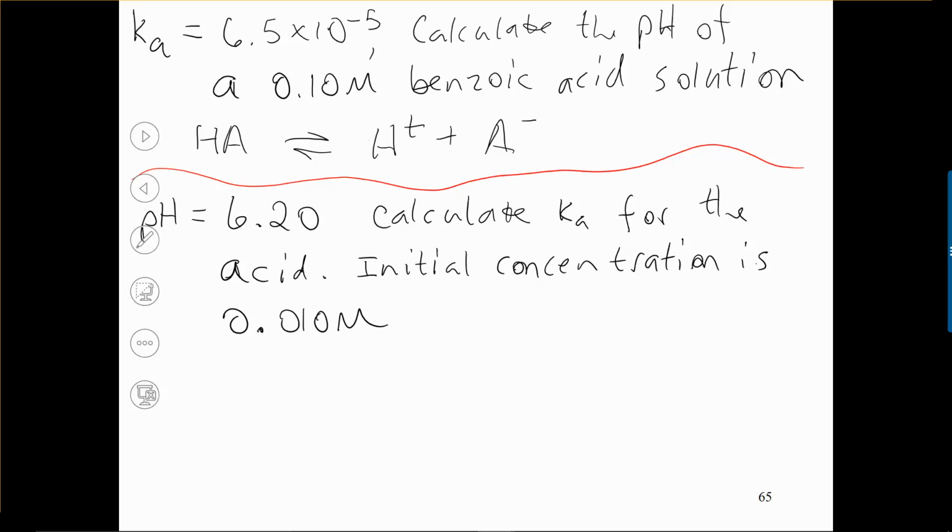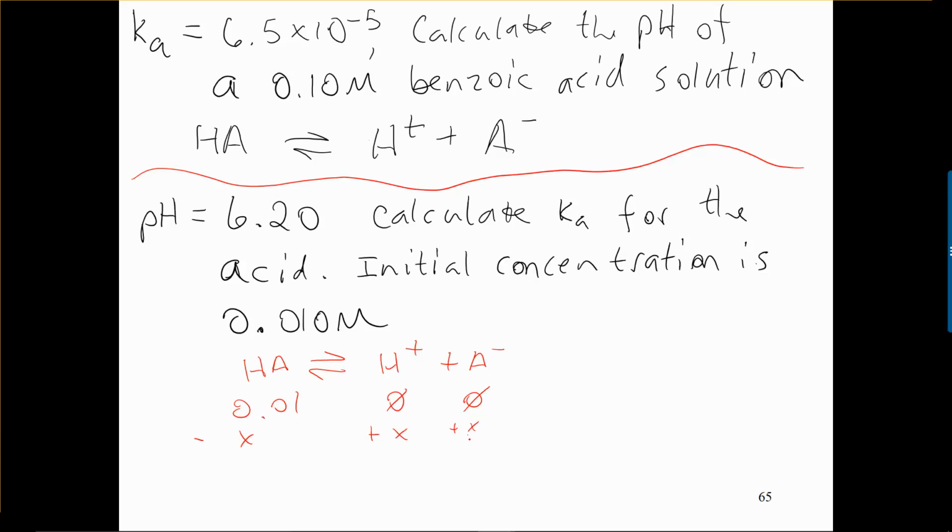Okay, so like I said on this one, we're going to start out with the same kind of RICE table. HA, because it's an acid, to H plus and A minus. We want to find the Ka for this. So we have 0.01, 0 and 0. What is the negative log of 6.20? So 6.3 times 10 to the negative 7 is the H plus ion concentration at equilibrium.